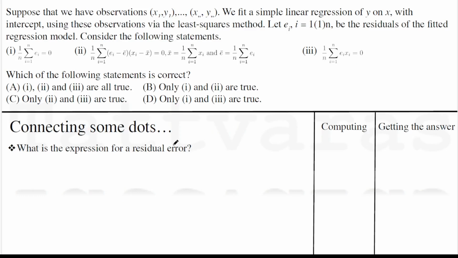Now, we have to connect some dots. We have to first know what does the expression for the residual error actually look like. And it's this, actual observation minus predicted. And here in this case, the predicted observation is going to look something like this. It's a least squares model. So a simple setup like this. And what are going to be the estimates of alpha hat and beta hat? They are these. Now these are standard things associated with the simple linear regression that are expected to be remembered.